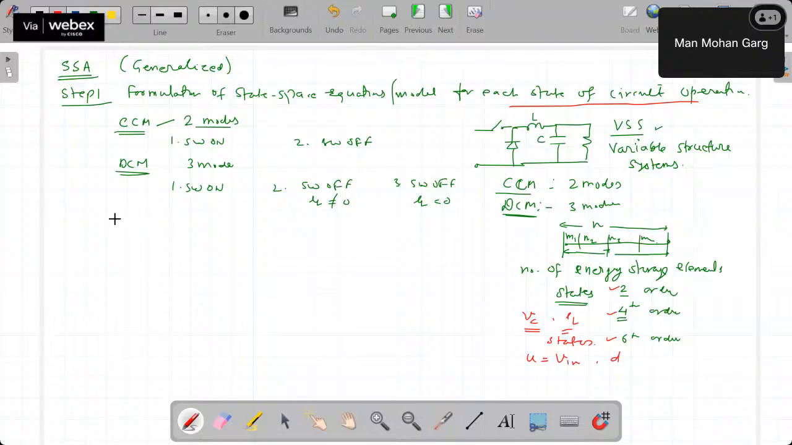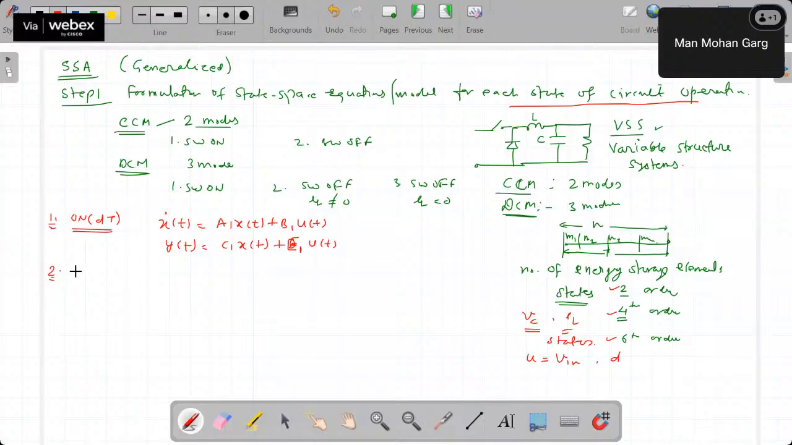So in that way, when the switch is on for D times the T period, we write these equations and formulate them. X dot of t equals A1 x(t) plus B1 u(t), y(t) equals C1 x plus E1 u. D is used for duty cycle, that's why I normally use E here instead of D. Standard way is Ax plus Bu, Cx plus Du, but I'm using E here. 1 denotes mode 1 where the switch is on.